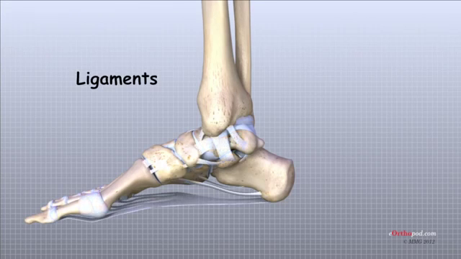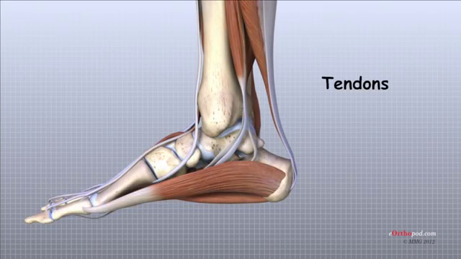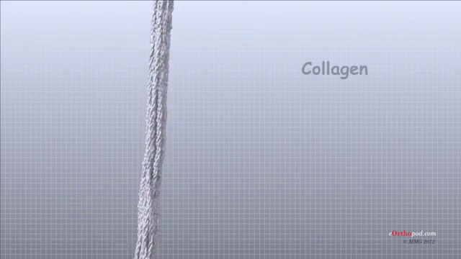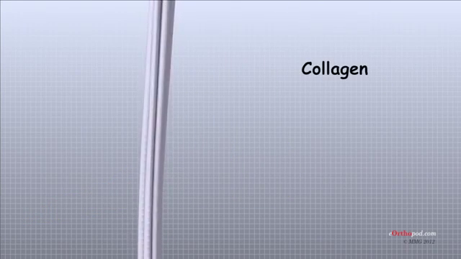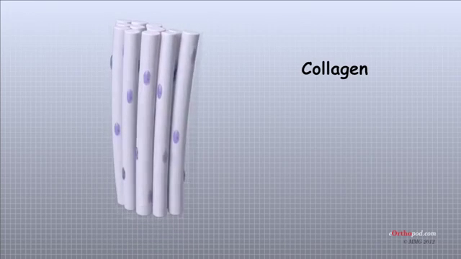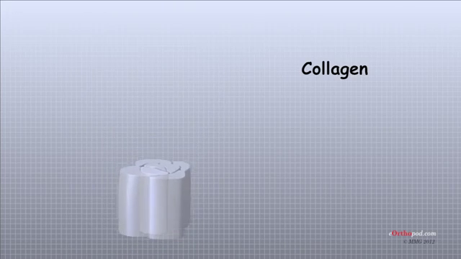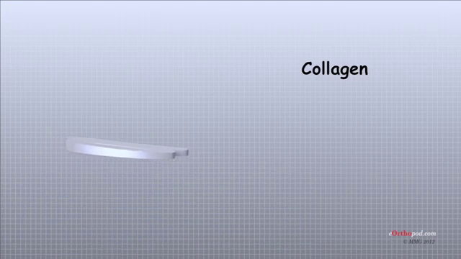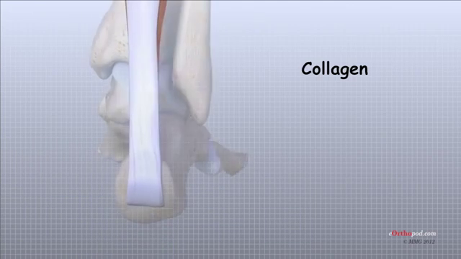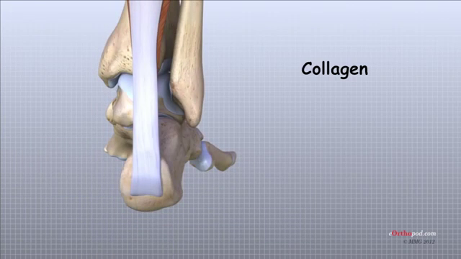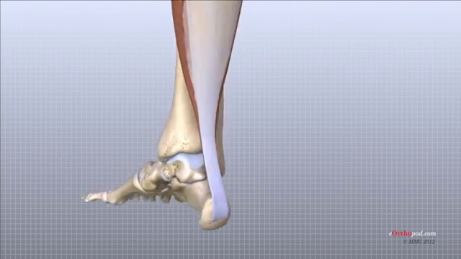Ligaments are the soft tissues that attach bones to bones. Tendons are soft tissue structures that attach muscles to bones. Both of these structures are made up of small fibers of a material called collagen. The collagen fibers are bundled together to form a rope-like structure. Ligaments and tendons come in many different sizes, and like rope are made up of many smaller fibers. The thicker the ligament or the tendon, the stronger the ligament or tendon is.